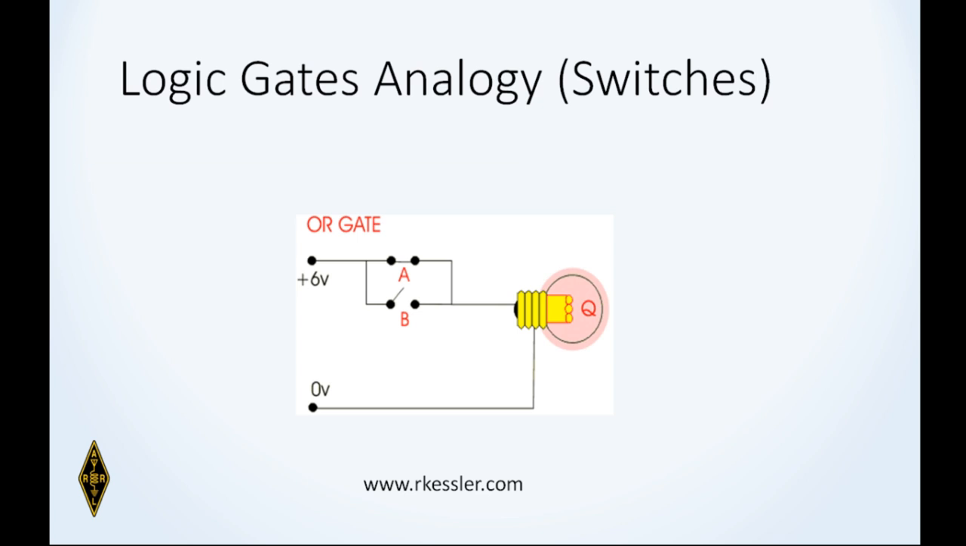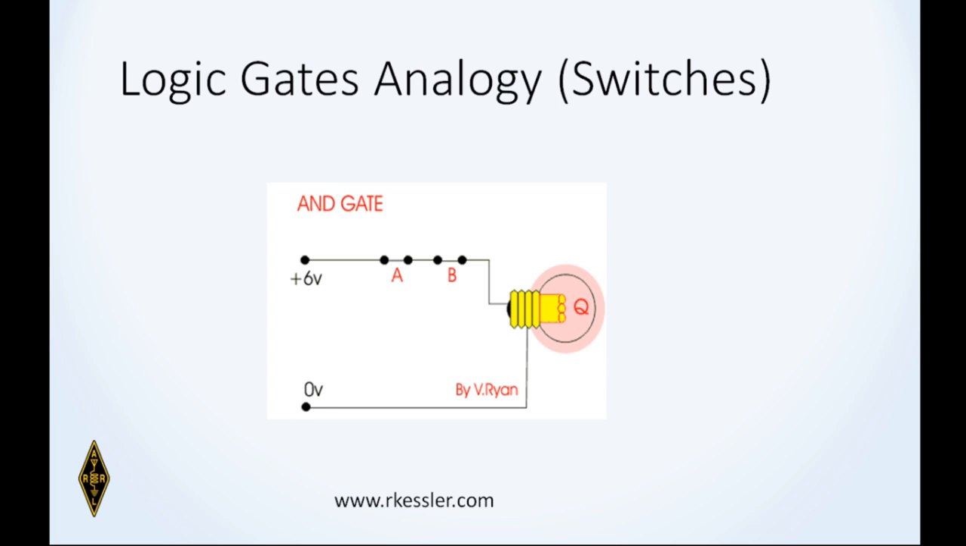With switches in series, this is an AND gate. With an AND gate, you must have both A and B in order to get an output. So that's all we're doing here, is we're looking at conditions of A or B, or A and B.